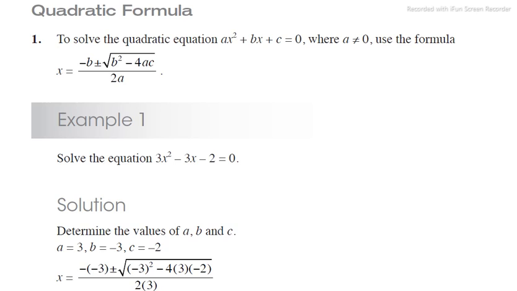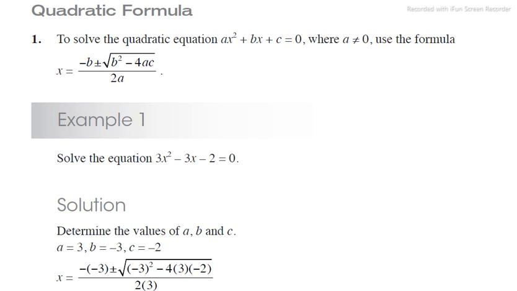But from the formula, which says x equals negative b plus or minus the square root of b squared minus 4ac over 2a, what is important is to first name what a is, what b is, and what c is. So we shall compare the given equation with the general equation. The general equation is ax squared plus bx plus c equals 0. So we compare that general equation with the given equation in the question. Here the given equation is 3x squared minus 3x minus 2 equals 0.